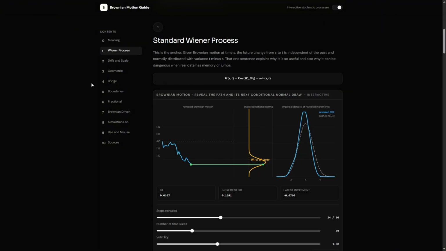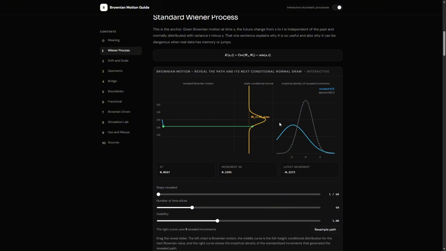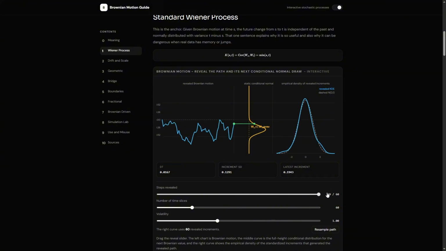In math, standard Brownian motion is also called a Wiener process. You start at zero, and every change over any time interval is normally distributed, like a bell curve. So let me demonstrate that. As you can see, here's our normal distribution, and as steps are revealed, it converges to the normal distribution. Let me give a bit more space. You see, the distribution converges to the normal one.